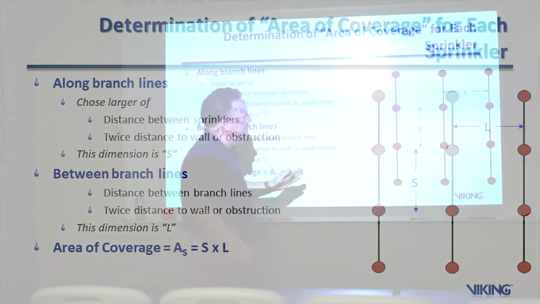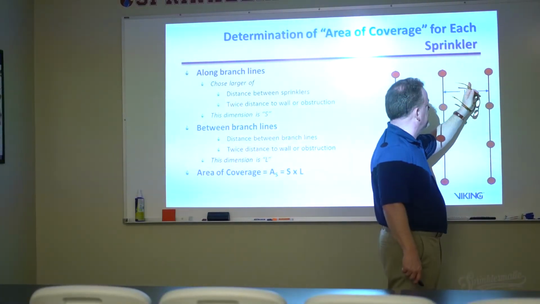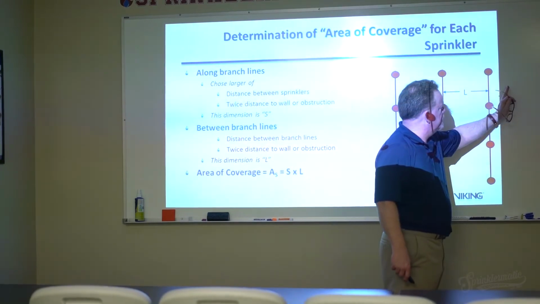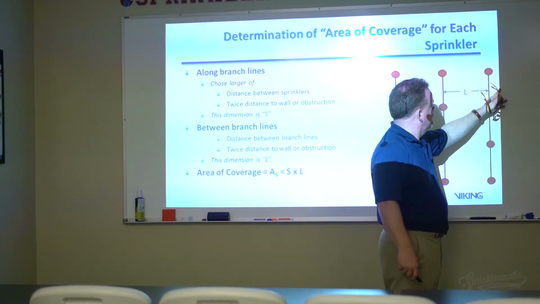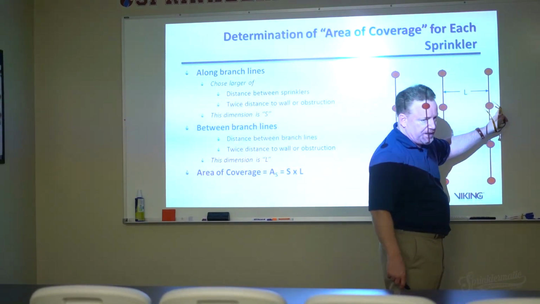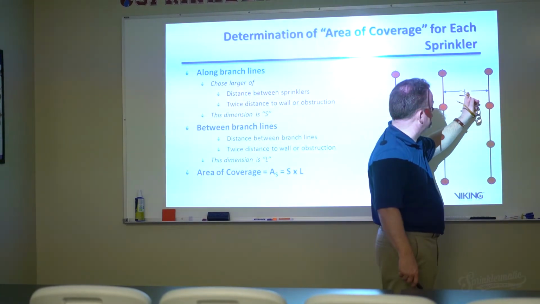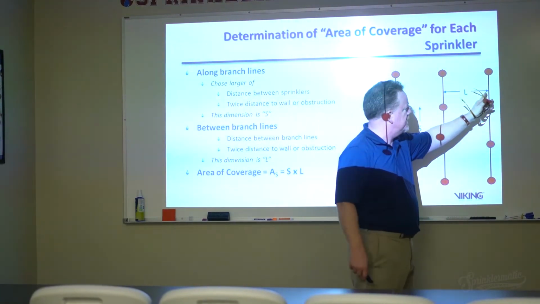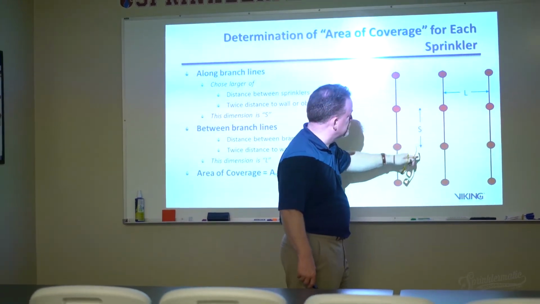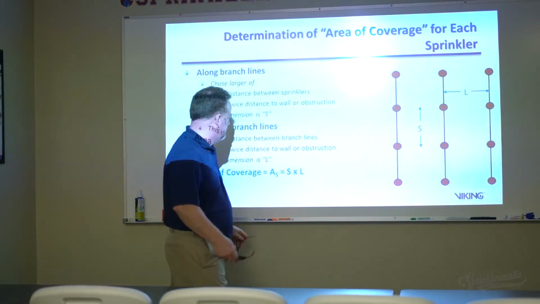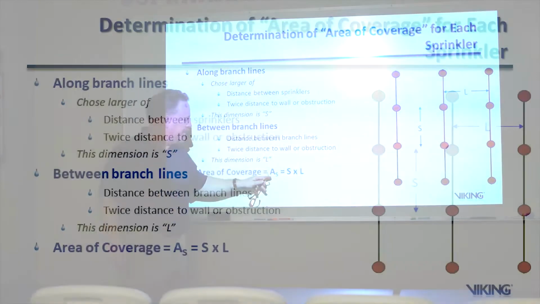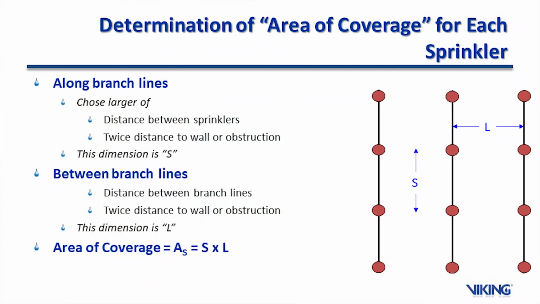So what this needs to be here is L, and then we measure to the wall, and that's left. If the wall is the edge of the picture here, then obviously these sprinklers are less than half that distance to the wall. So we can use, in this case, S times L. And then the area of coverage becomes A sub S, the area of the sprinkler, equals S times L.